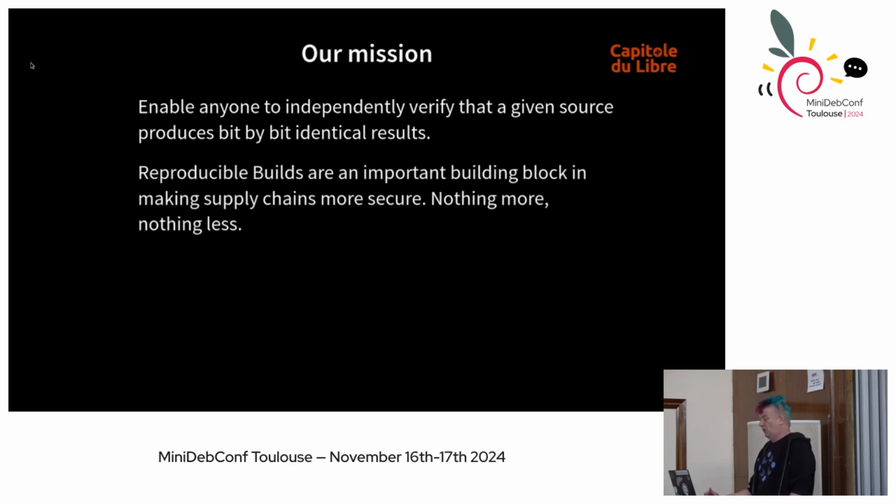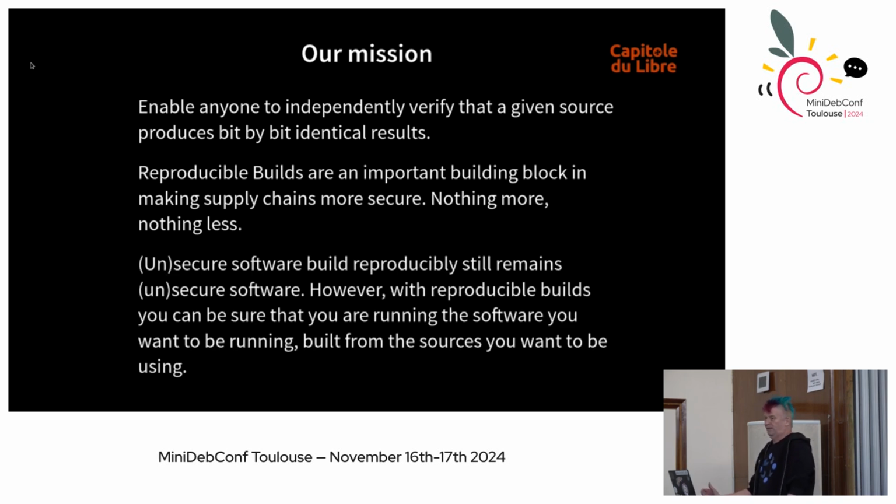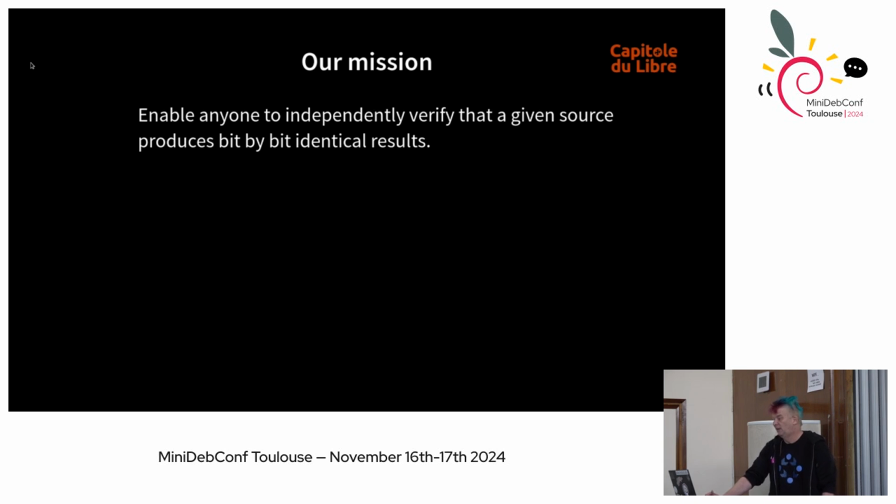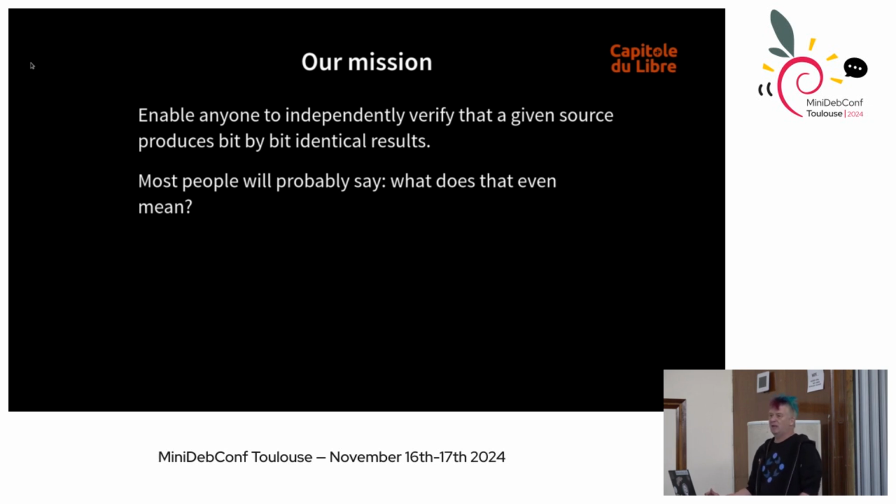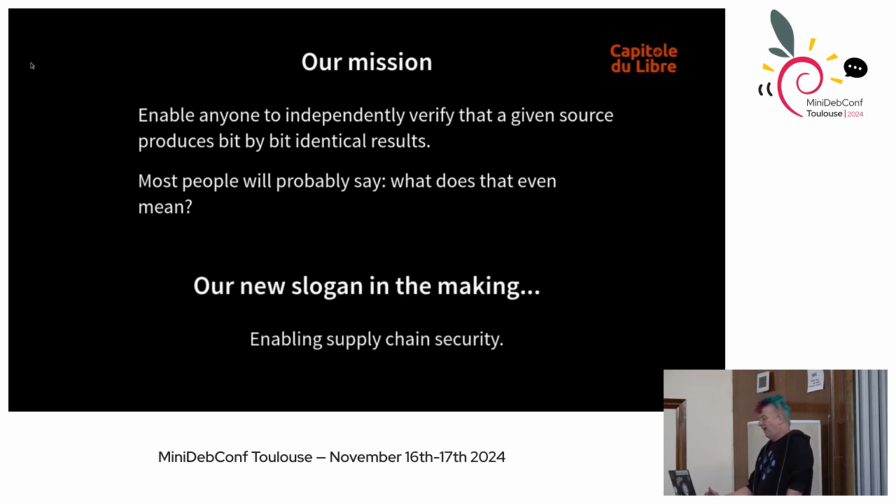Reproducible builds are an important building block to make supply chains more secure, nothing less. But reproducible builds don't make any software more secure by themselves, because the bugs are just reproducible. And this year we finally came around to having this mission, which most people probably say, what does that even mean? Maybe most people in the room not, but if you ask anyone else, they'd say, what? So now we have a new slogan: enabling supply chain security. Everybody gets that, right?